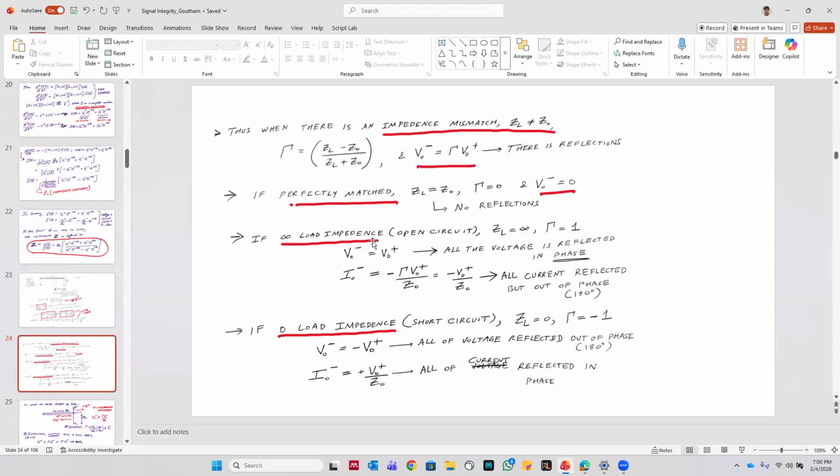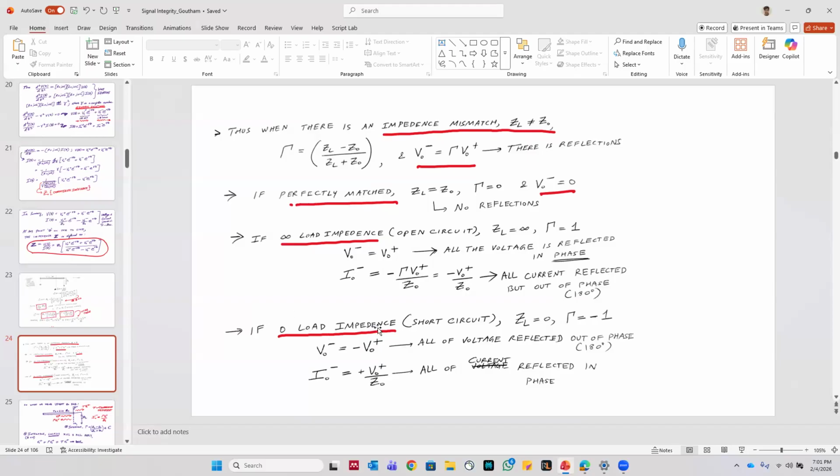If you have an infinite load impedance, which means this is basically an open, and you substitute ZL equals infinity into this expression, you get gamma equals 1, which means V0- is V0+. So all the voltage is reflected back, and it is in phase with the incident voltage. Also, if you calculate the current, which is just minus gamma V0+ by Z0, which you can get from the previous expressions, then you get the current as minus V0+ by Z0, which means all the current is reflected, but it is out of phase by 180 degrees, if you have infinite load impedance.